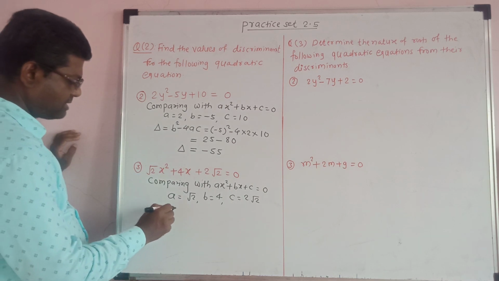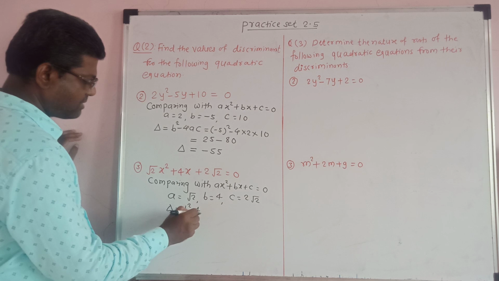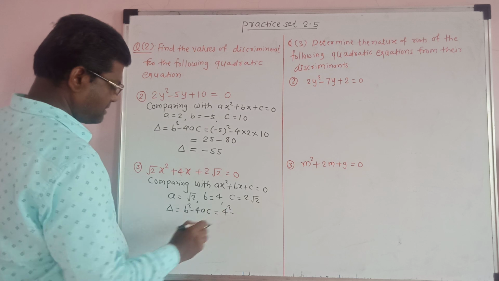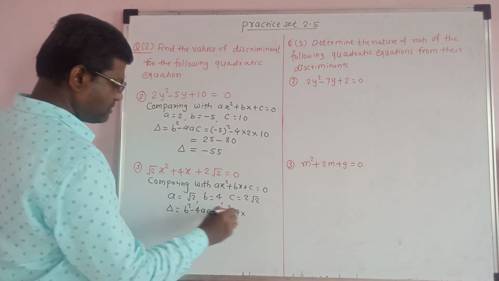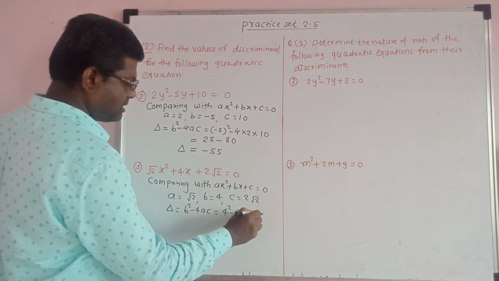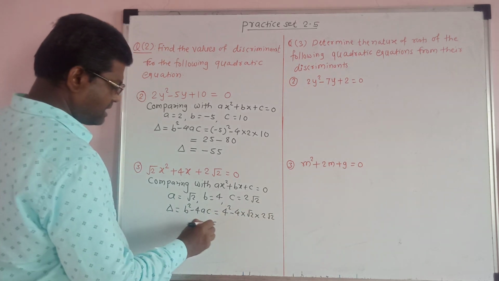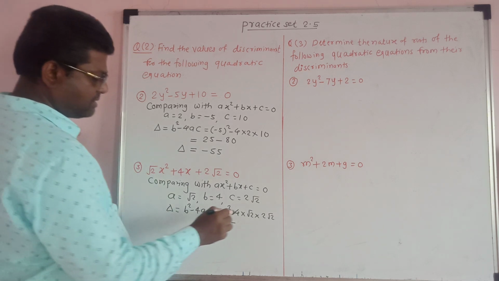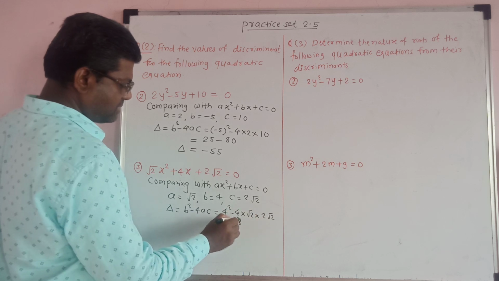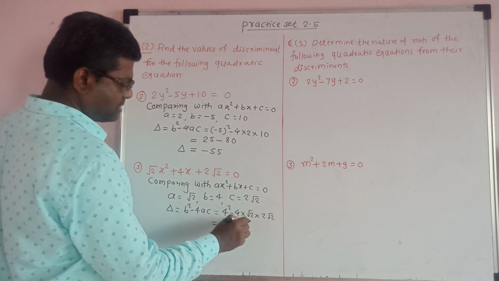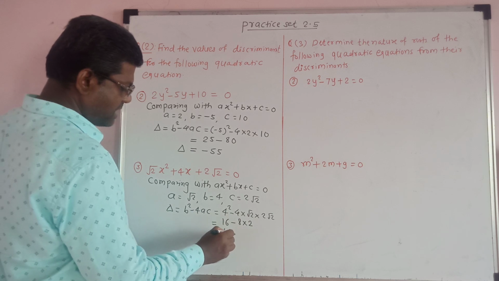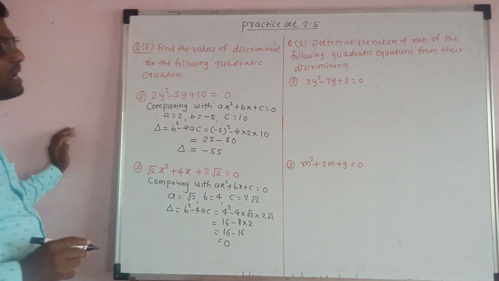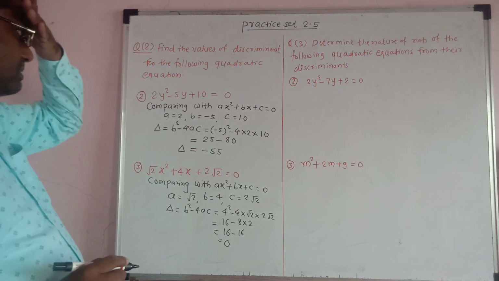Now the value of discriminant delta is equal to b square minus 4ac, which is 4 square minus 4 into a, which is root 2, into c, which is 2 root 2. That equals 16 minus 4 into 2 root 2 into root 2, which is 2. Therefore 16 minus 8 into 2 is 16, and 16 minus 16 is 0. Therefore the value of discriminant here is 0.